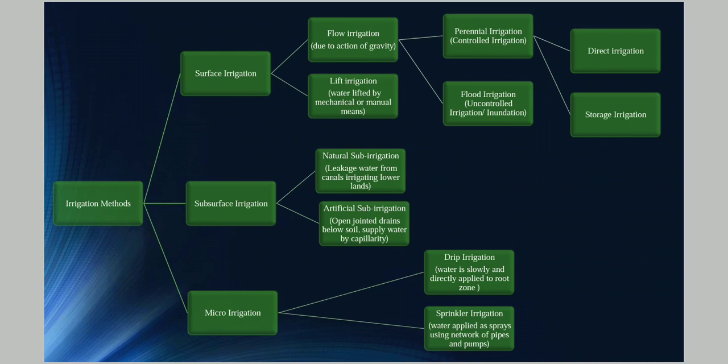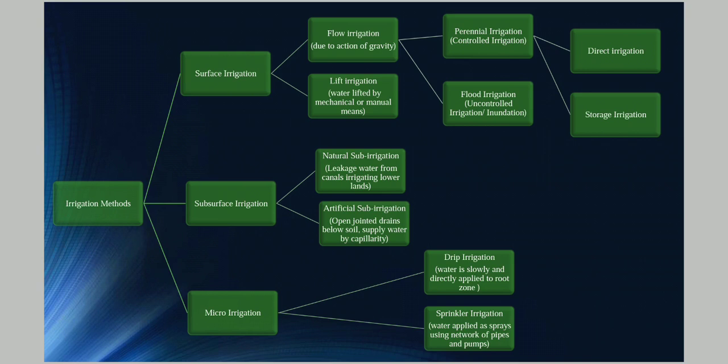Next is artificial subsurface irrigation. In artificial subsurface irrigation, what we do is that we intentionally provide open jointed drains in a channel so that the water can percolate below the soil area and irrigate the surrounding land area. So it comes under artificial subsurface irrigation.